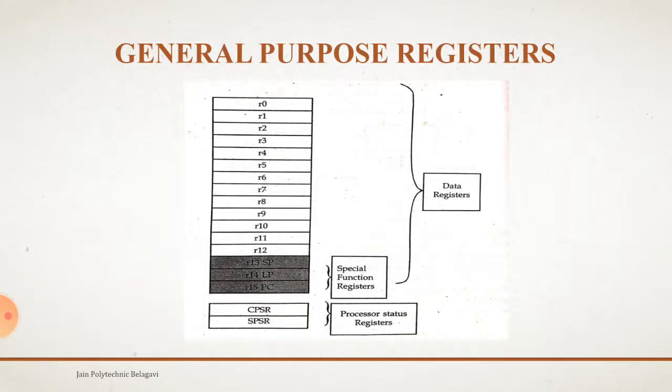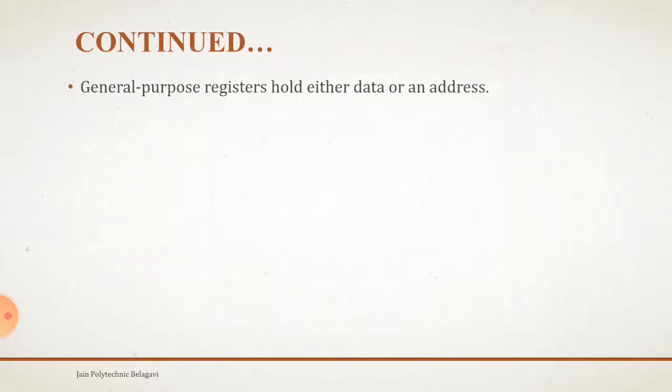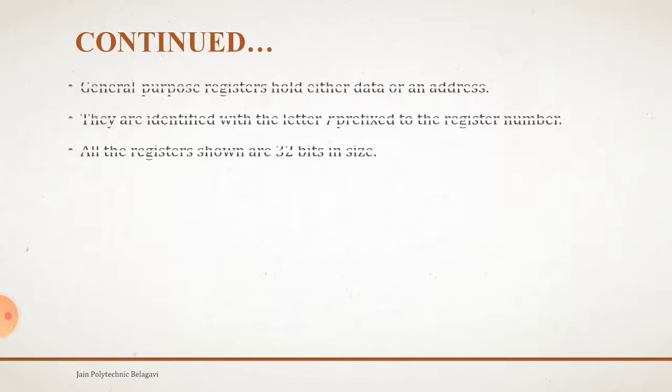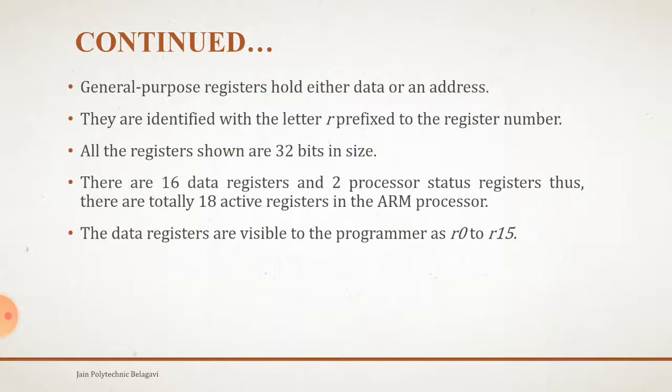First we will see general purpose registers. The block diagram for the arrangement of general purpose registers is shown. General purpose registers either hold data or an address. They are identified with the letter R prefixed to the register number. For example, register 4 is represented as R4. All the registers shown are 32 bits in size.